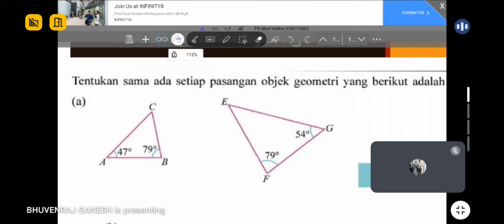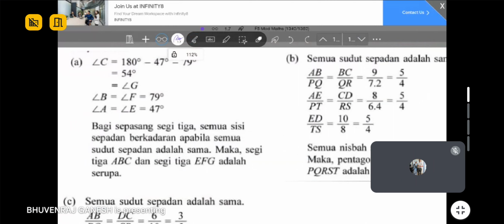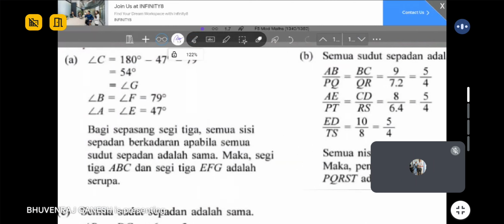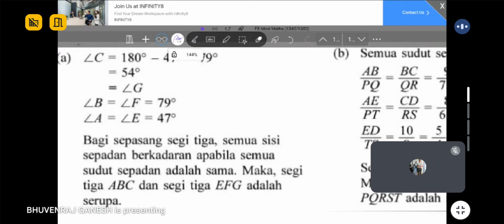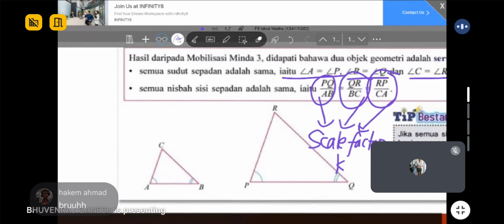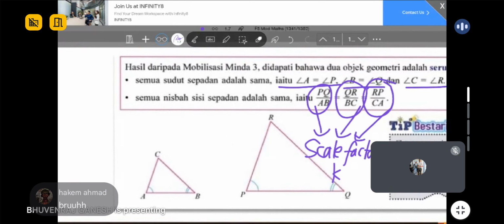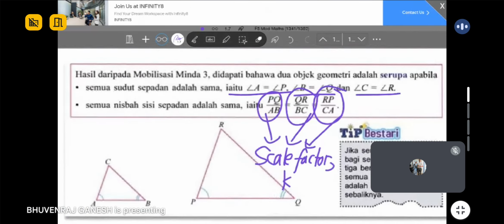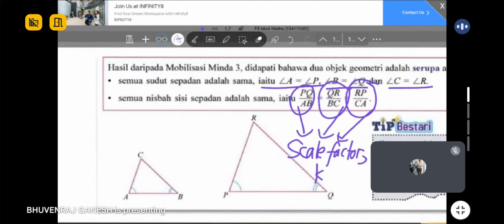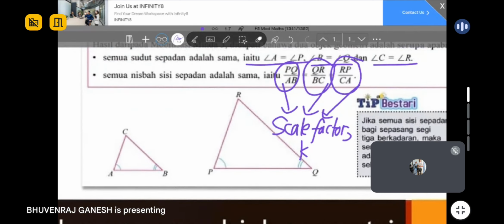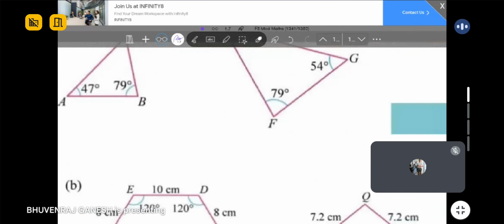Okay, so basically, jawapan dia adalah actually it's serupa. Guys, one thing I forgot to tell you, size doesn't matter, because if you see the example here, right, these two are different size, but they are actually serupa. They are similar because they have the scale factor, faktor skala. Okay, always check the faktor skala.